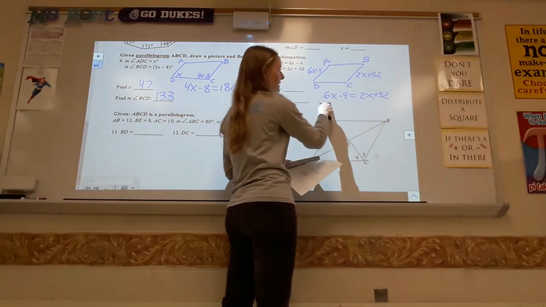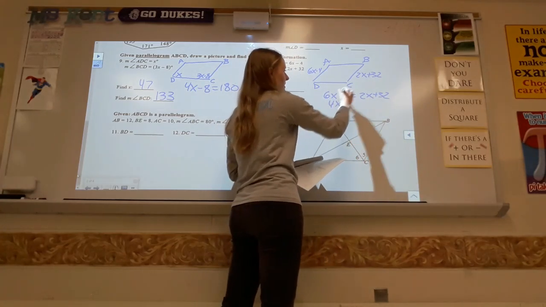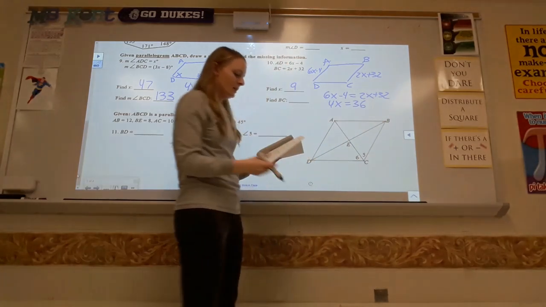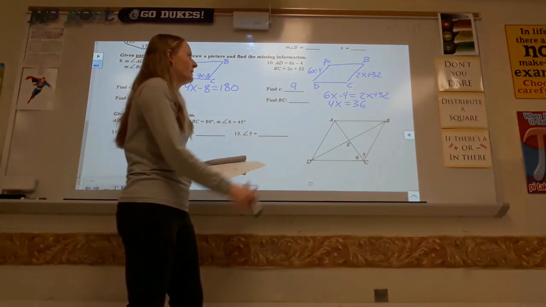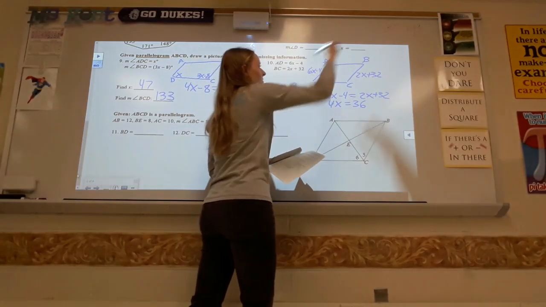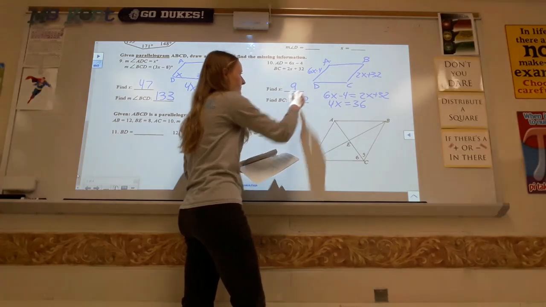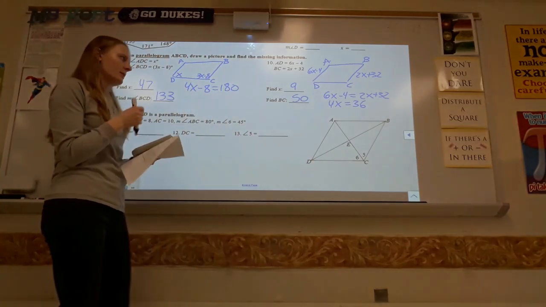And then you solve. So you subtract the 2x, you get 4x. You add the 4, you get 36. You divide and get 9. So x is equal to 9. And then when you want BC, you would just plug that in. So 2 times 9 is 18, plus 23 is 41. All right, really straightforward application of the parallelogram properties.